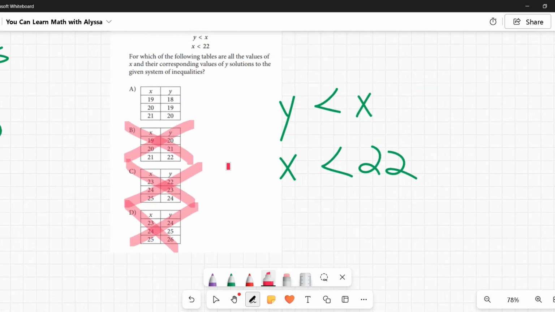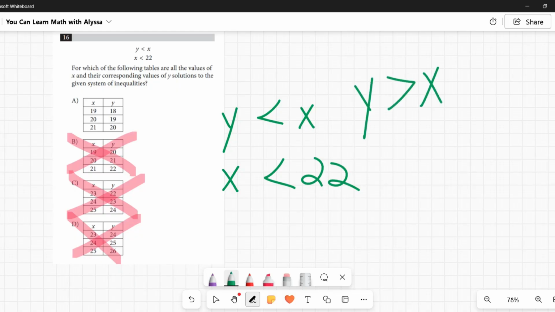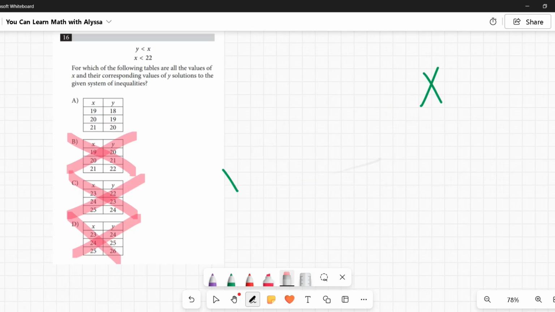My only sort of caution would be just be careful. Don't make a careless error. Don't misread this as y is greater than x and get the wrong one, because I guarantee you, they have every combination represented in those four. That's what they want to trip you up. So just be careful, and you can get this one right and go on your way. It is A.